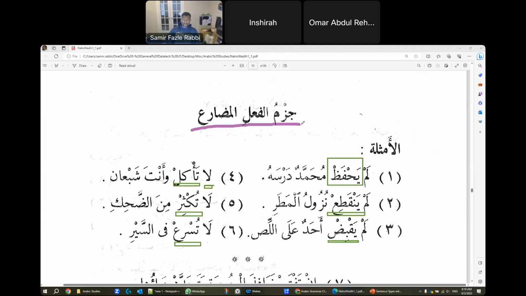Jazm al-fi'l al-mudari. Could you define that? Jazm is the state of the present tense. Jazm is a type of state, it's the name of a state. So we've done rafa', we've done nasb, which you did last week, and now we're doing jazm. Al-amthila, the examples.